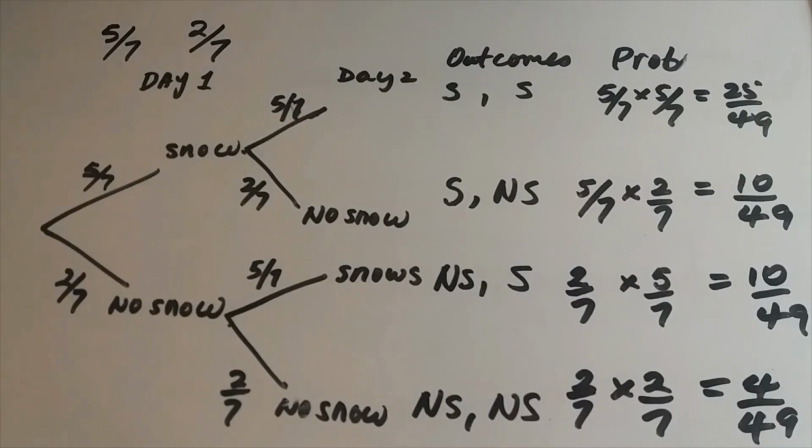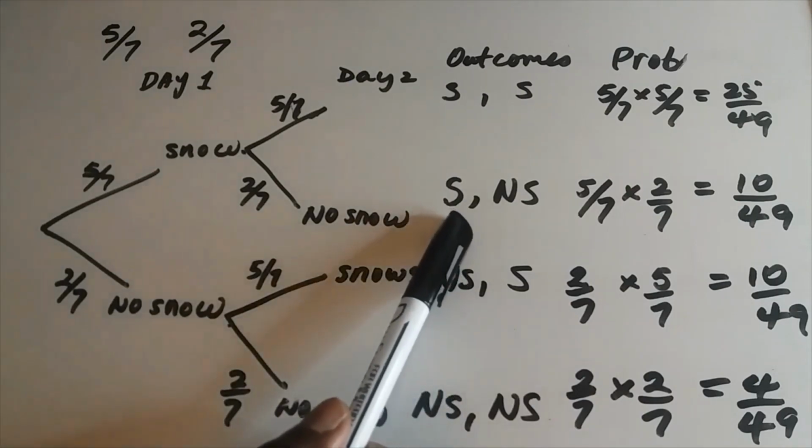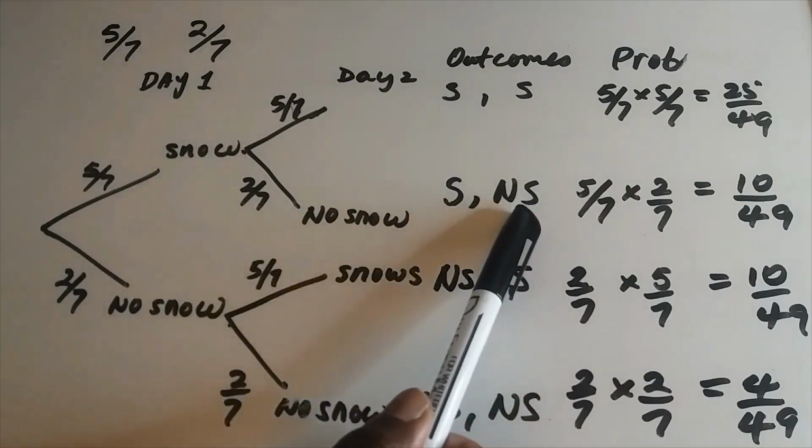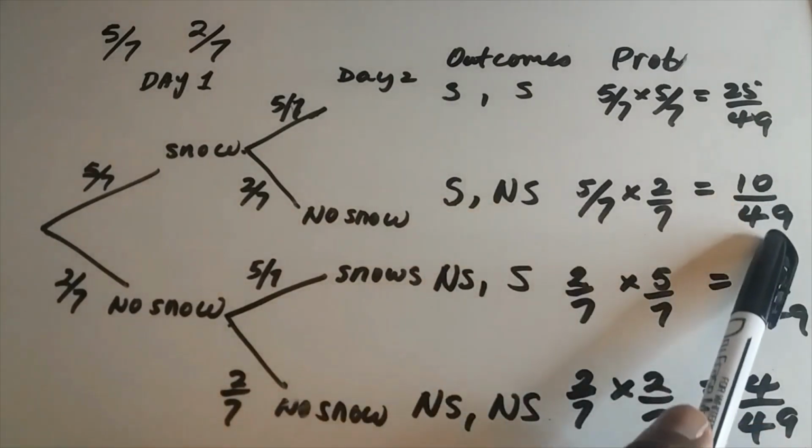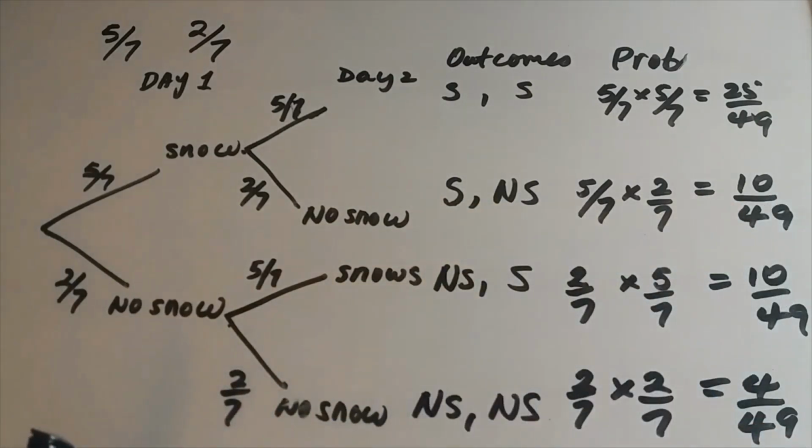What about calculating the probability that it will snow on the first day but not on the second day? So the probability that it will snow on the first day but not on the second day is 10 out of 49. And they could ask a number of questions. You could be asked to calculate the probability that it will snow on at least one day, and that might just involve a number of probabilities.